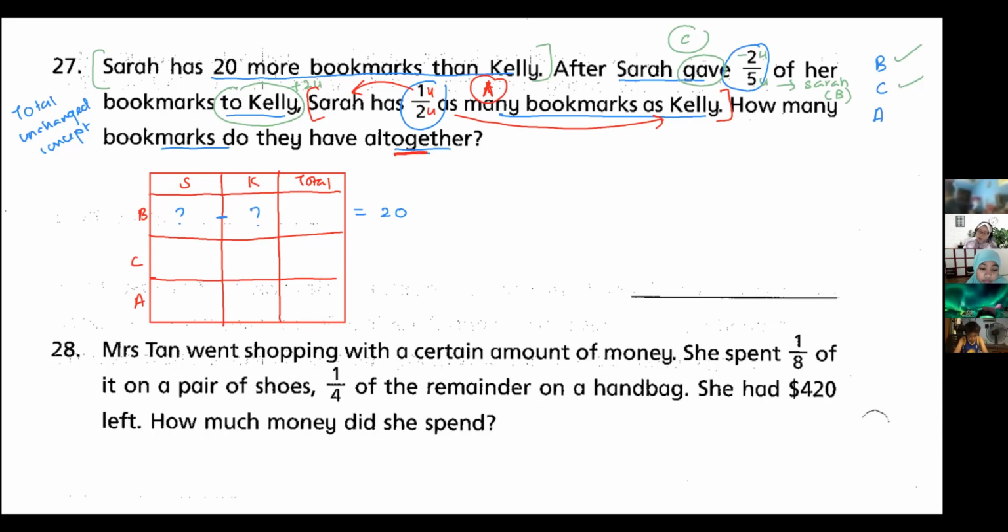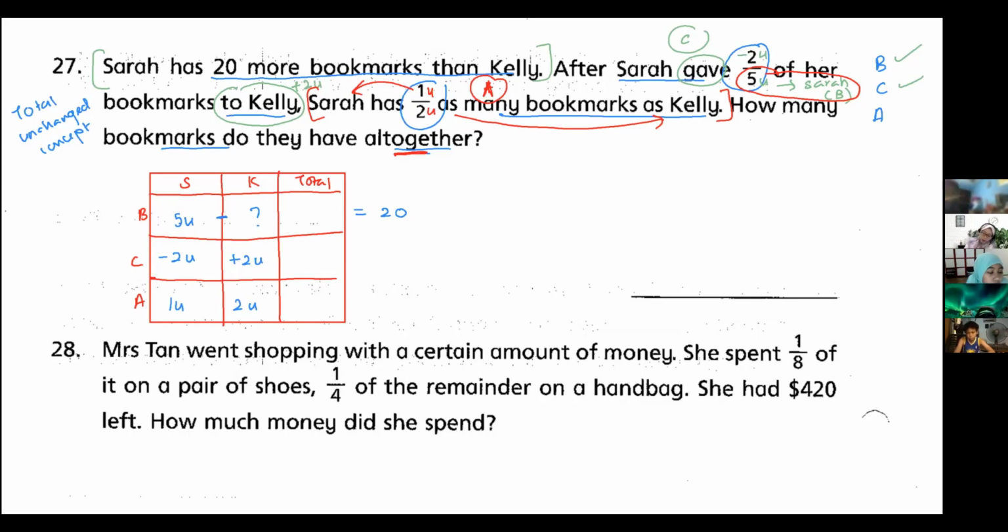Now the change. Sarah gave away 2 units, minus 2 units. Kelly received the 2 units. Then you can see there's a 5 unit there, right? Which I say 5 units is Sarah's before. So over here, I can put in the information: Sarah has 5 units before. Then afterwards is the after. Sarah has half, means 1 unit. And then Kelly has 2 units like this.